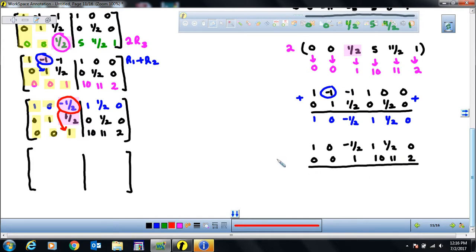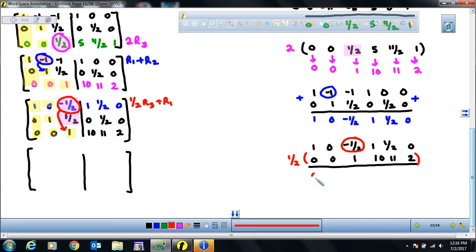If I want to make that negative 1 half cancel with the 1, first I need to multiply this one by the opposite, which is positive 1 half. So I'm going to multiply row 3 by 1 half, and then we're going to add it back to the first row. So let's do the multiplication.